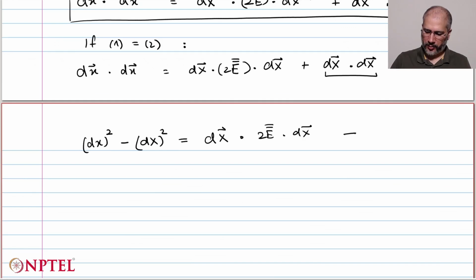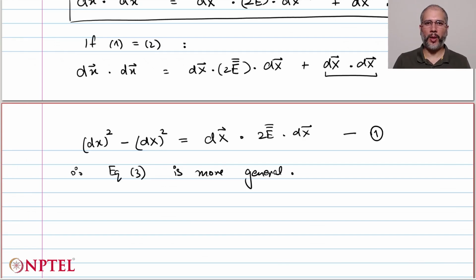Now isn't that the same as 1? So we conclude that equation 3 is more general, as it contains the information about 1 in it as well. So if we analyze this equation, that's good enough. We don't need to analyze the equation 1 any further. So we analyze equation 3 now.